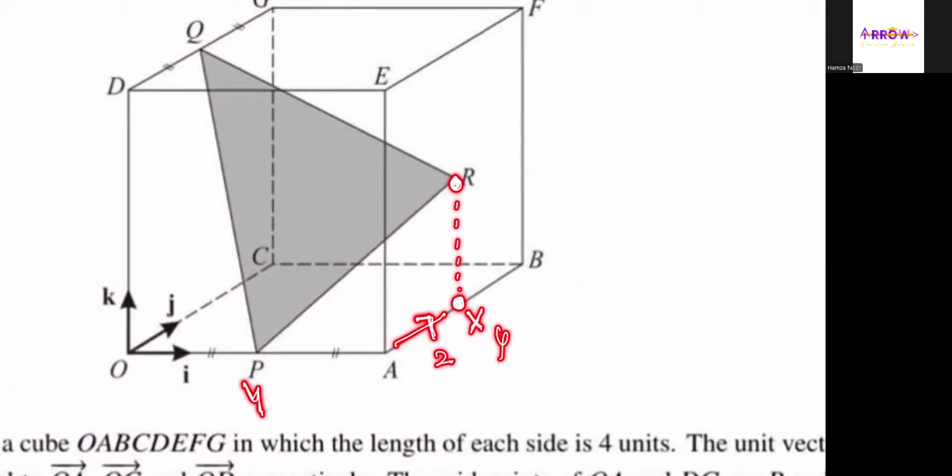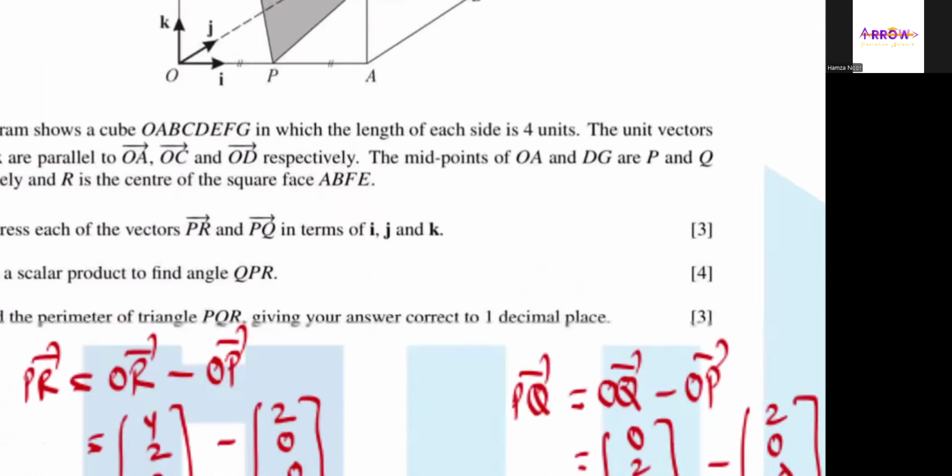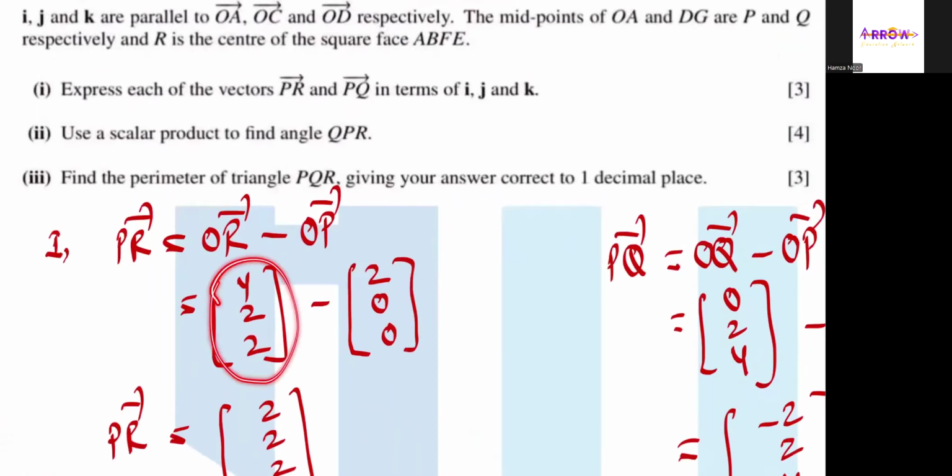This makes sense. And since R is at the center of this square face ABFE, the length of XR would also be equal to 2, which is also half of 4. So in order to come from point O to point R, in I component we have 4 units, in J component we have 2 units, and in K component we have 2 units. You just need to use your observation here. So I can simply say that this OR vector is 4, 2, 2, meaning 4i plus 2j plus 2k.